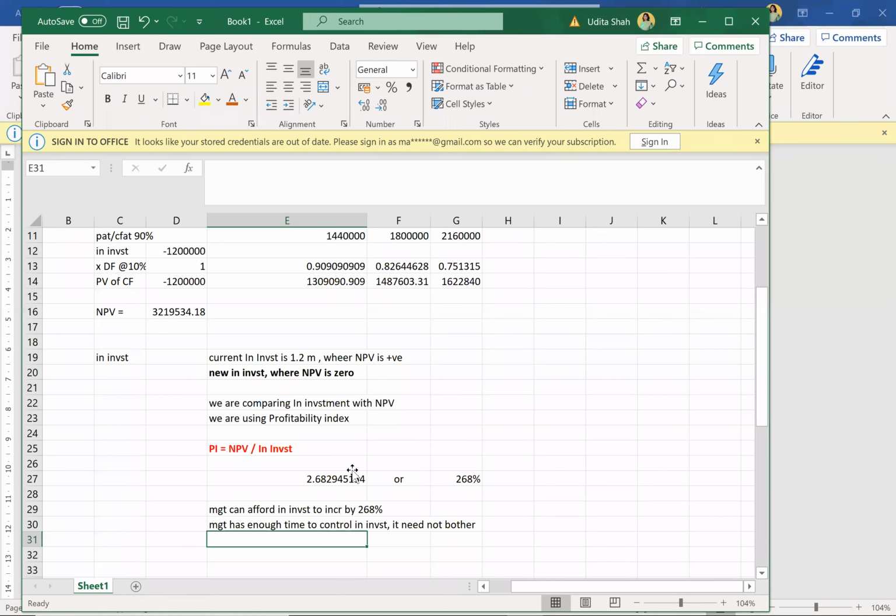Okay, next. And what is the last thing? WACC. So what is the current WACC? Current WACC is 10%.